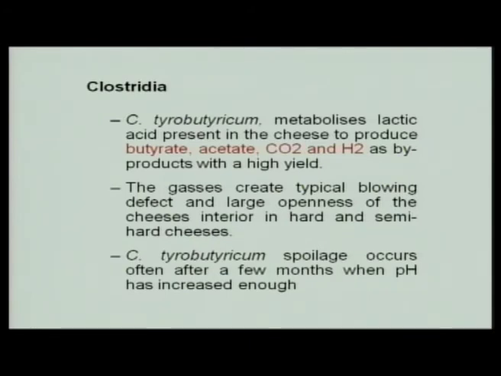The gases produced by these butyric acid bacteria create the typical blowing defect and large openness in the cheese interior in hard and semi hard varieties of cheeses. This may occur after a few months when pH starts increasing, because at low pH these anaerobic spore formers will not grow, and at higher pH they are activated and stimulated to grow.